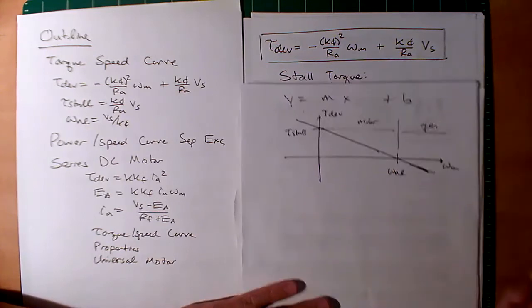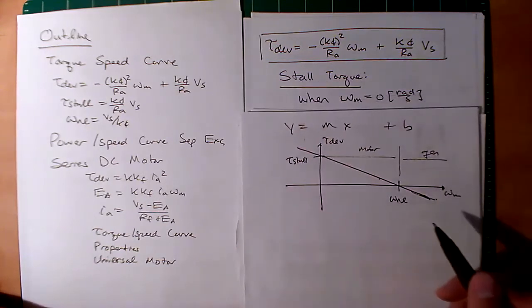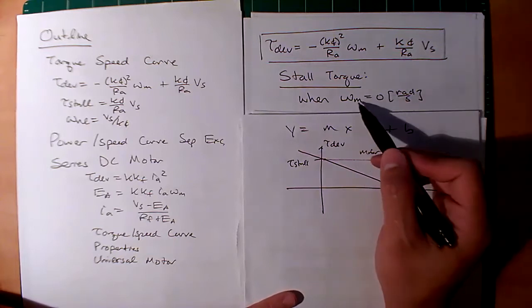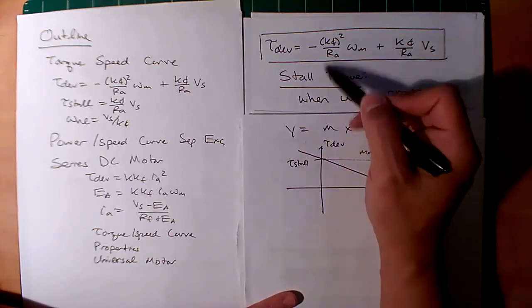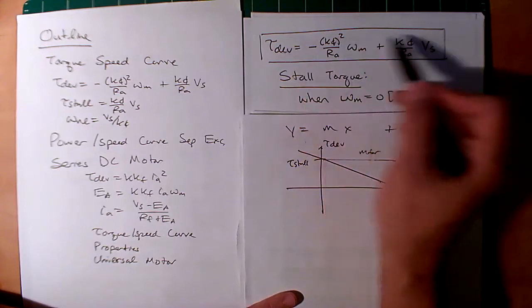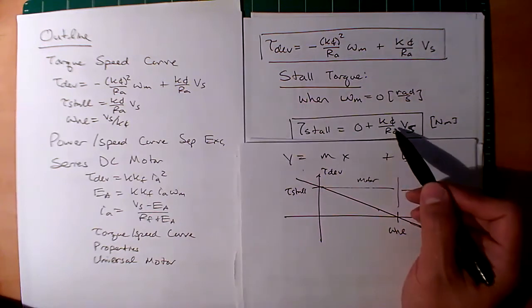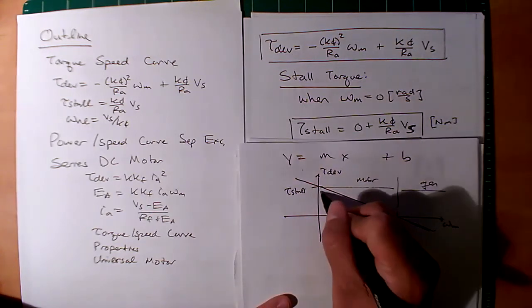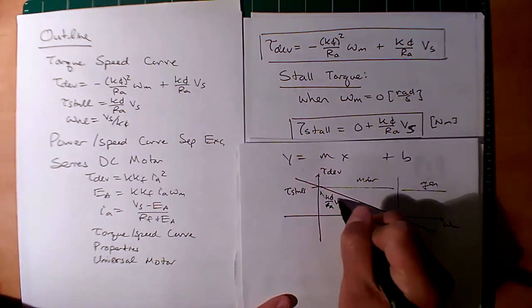Now, the stall torque is this guy, and it's governed by the situation when omega m is 0. It's pretty easy to see that if this term goes to 0, the stall torque is just k phi over Ra times Vs. So this is k phi over Ra times Vs.